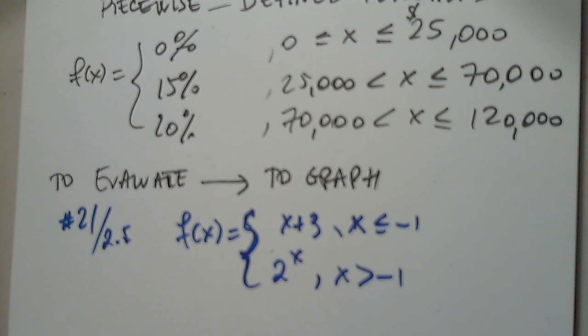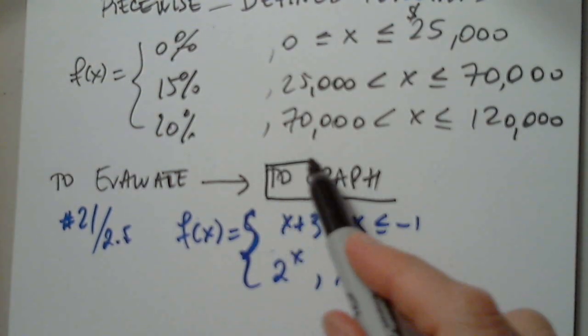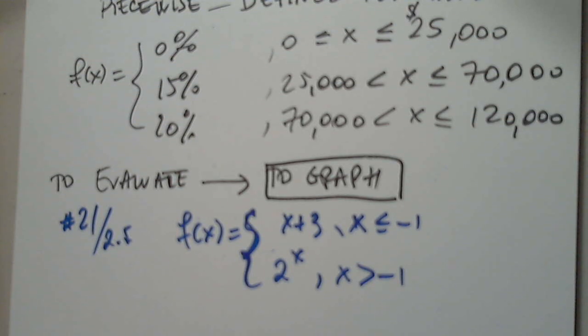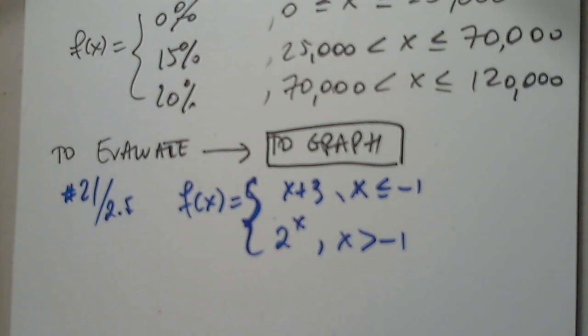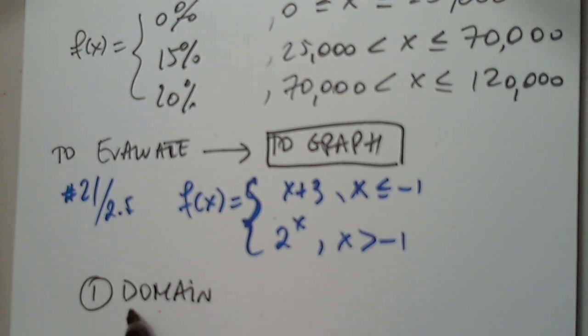Is this piecewise defined? Yes. How many pieces? 2. For any function we're asked to graph, so that's the question here. Graph this function. So we always have to start with a domain. This is an absolute must. If you ask me to graph a function, I will always find the domain first. Without the domain, I can't do anything.